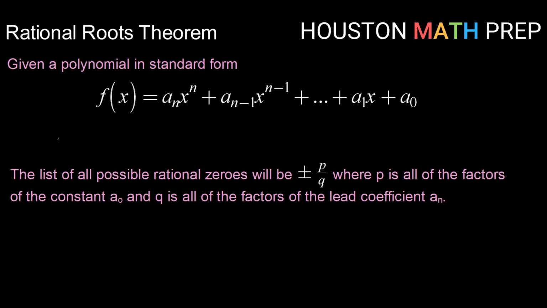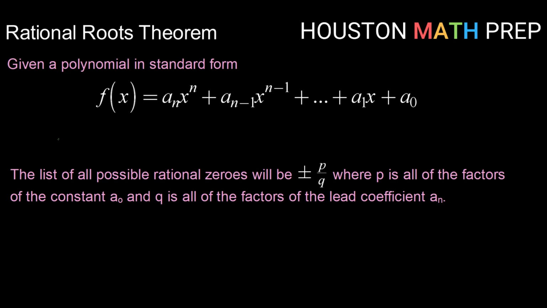Now with synthetic division, we can test potential factors to see if they are roots by checking for a zero remainder. But if we just guess and check, we might be guessing numbers that couldn't even be roots. So what we want to do is narrow down our focus by listing out the possibilities, the possible rational zeros, and only testing from that list.